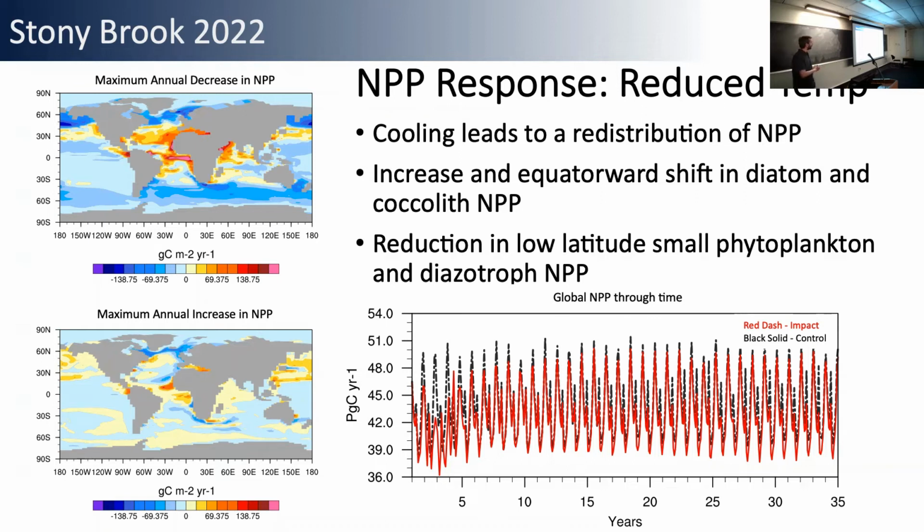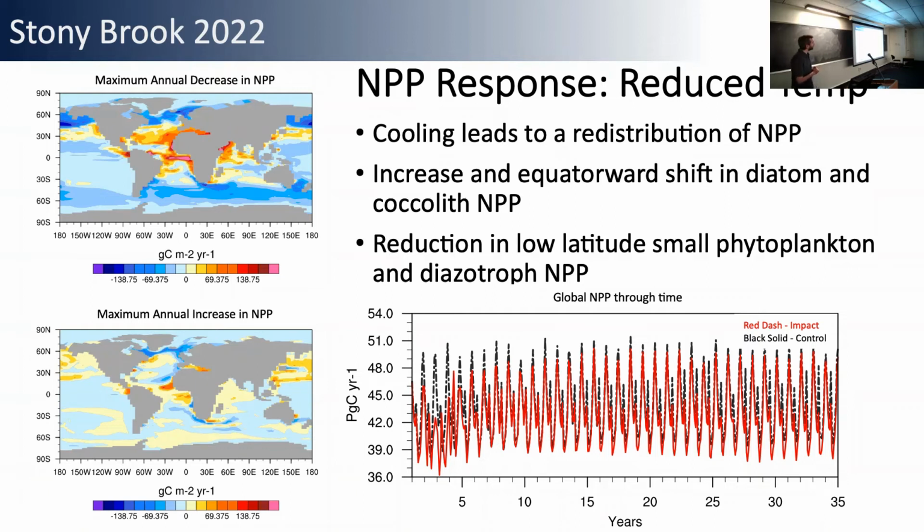And in the bottom plot, I have the maximum annual increase in net primary productivity due to the forcing that's being applied. And then on the bottom right over here, I have, since the time of the impact, out 35 years into the future on the x-axis versus global average carbon from net primary productivity. The black line is the pre-impact control, and the red is the change in the simulation with the prescribed forcing.